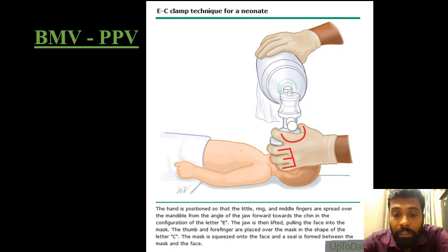The thumb and the forefinger are placed over the mask in the shape of the letter C. I hope you can see this. The mask is squeezed onto the face and a seal is formed between the mask and the face. I hope you got that, that E and C position. And at what rate do we have to give?